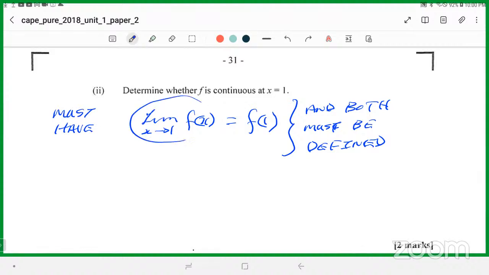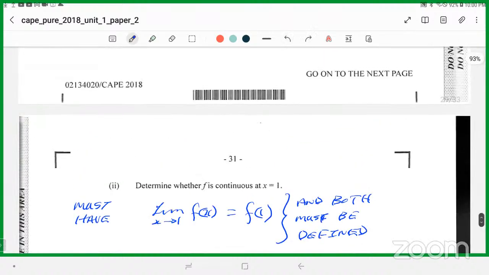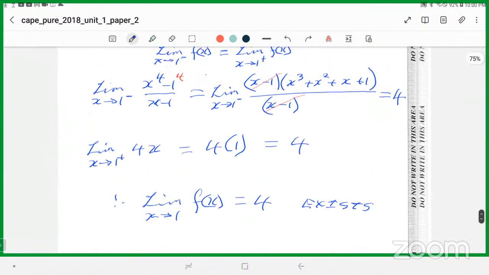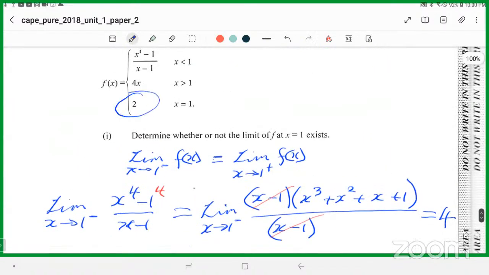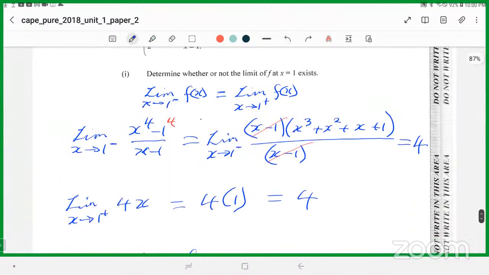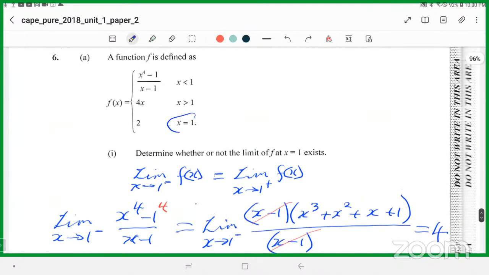So when I say the limit is 4 already, the question is, what is f of 1? Let's look back at the table. f of 1 is 2, because this is when x equals 1. So it failed. The limit and f of 1 are not equal, so the function is not continuous.